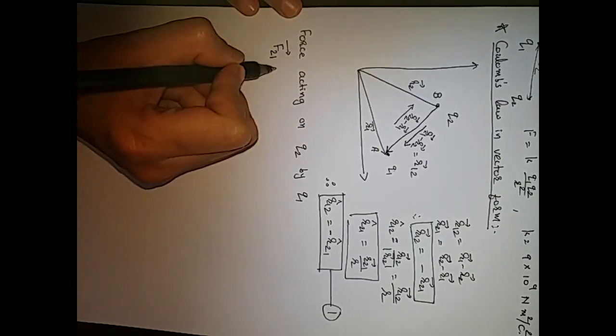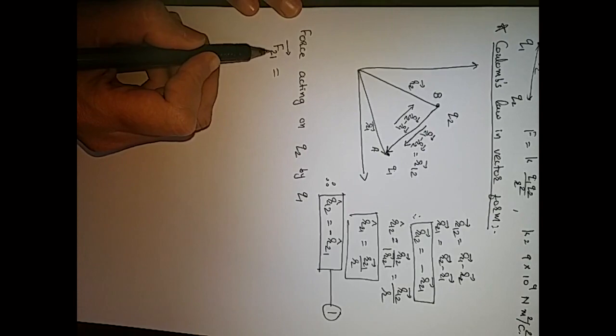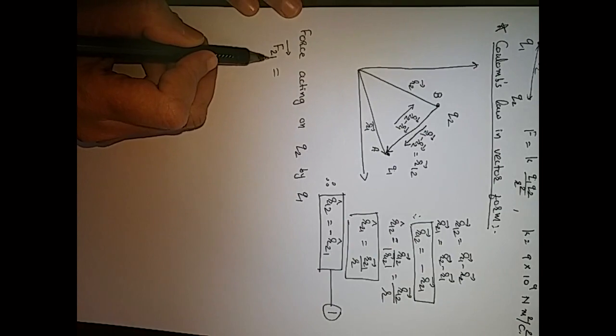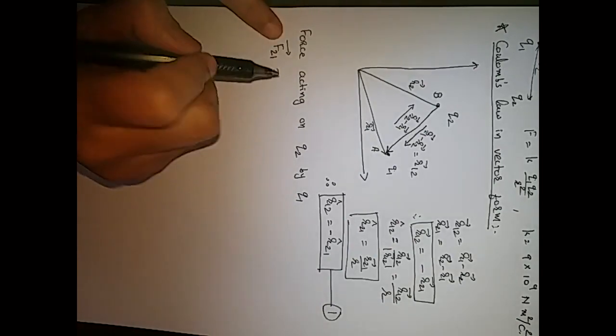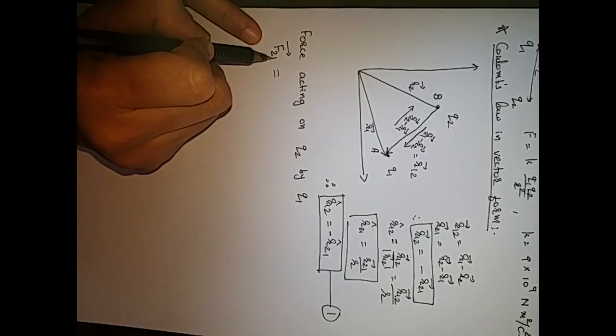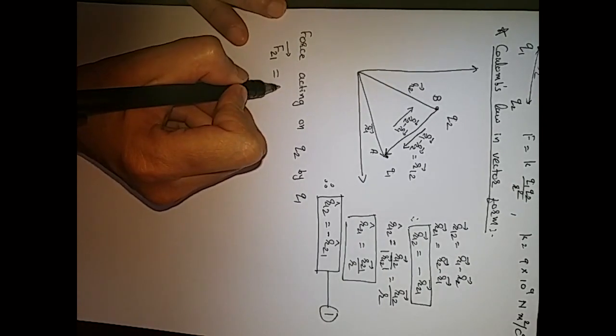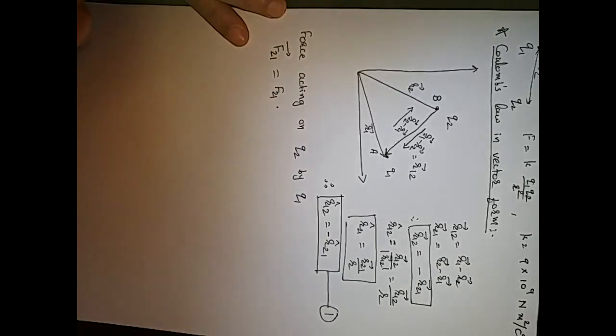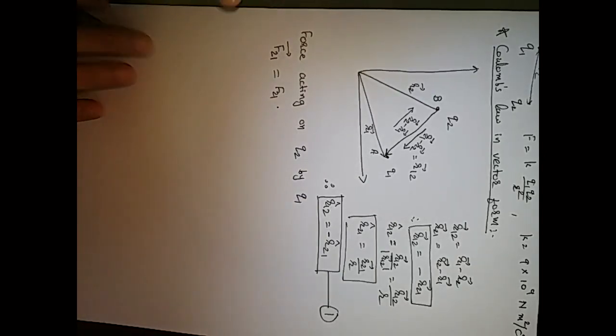The first digit gives you the charge which experiences the force, and the second digit gives you the charge which produces the force. So the force on 2 by 1 is equal to, I have to write the magnitude, then I have to write the direction. Okay, now let us check.